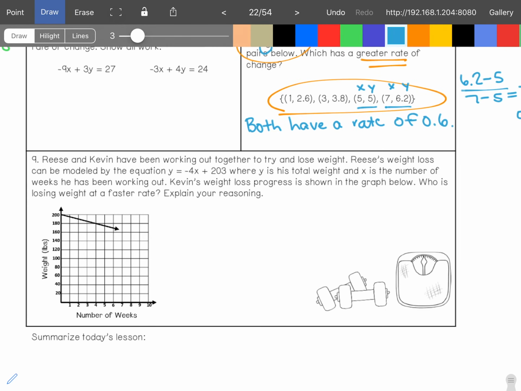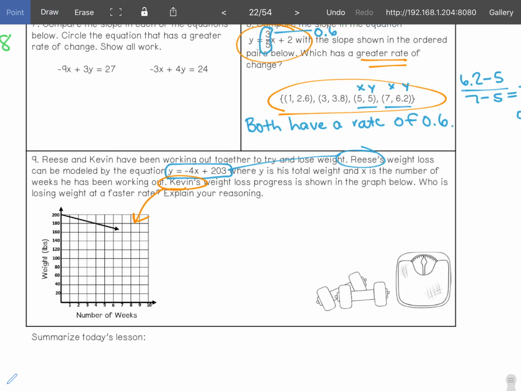All right, number 9. Reese and Kevin have been working out together to try and lose weight. Reese's weight loss can be modeled by this equation. Y is the total weight and X is the number of weeks he's been working out. Kevin's progress is shown in the graph below. Who is losing weight at a faster rate?